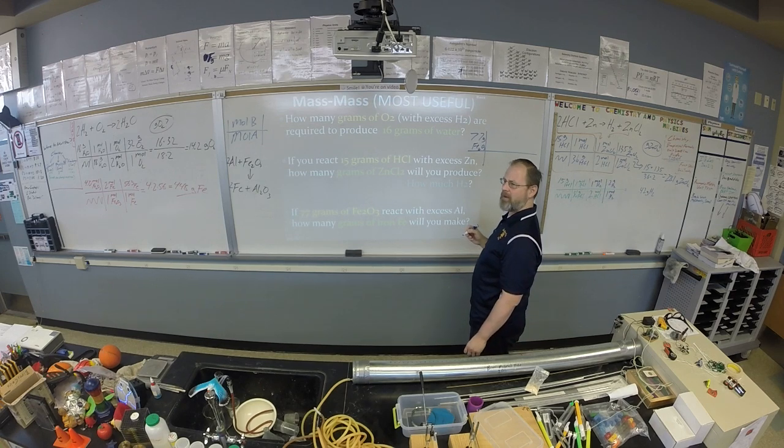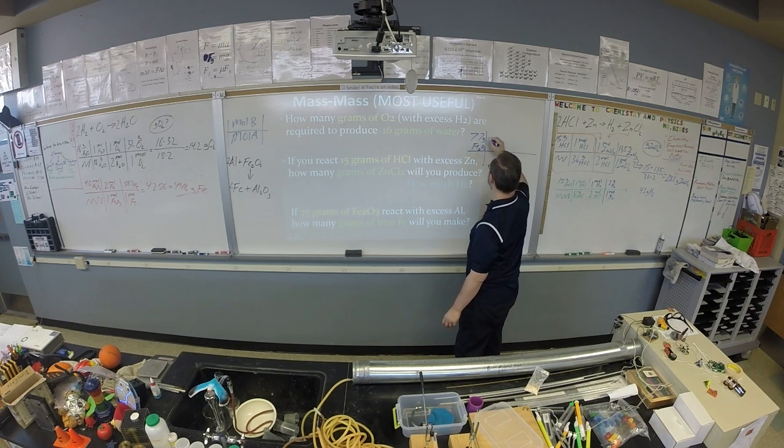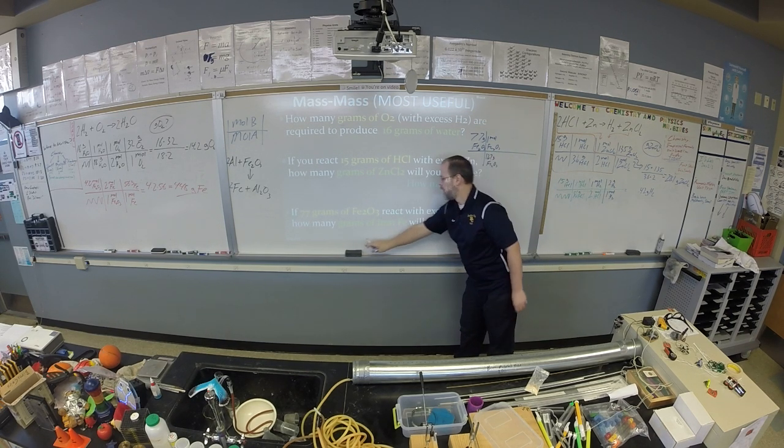Iron oxide, molar mass? 127 grams. 27 grams of iron oxide. Wait, no, let me double check that. I thought it was like 160. Yeah, it's 160.